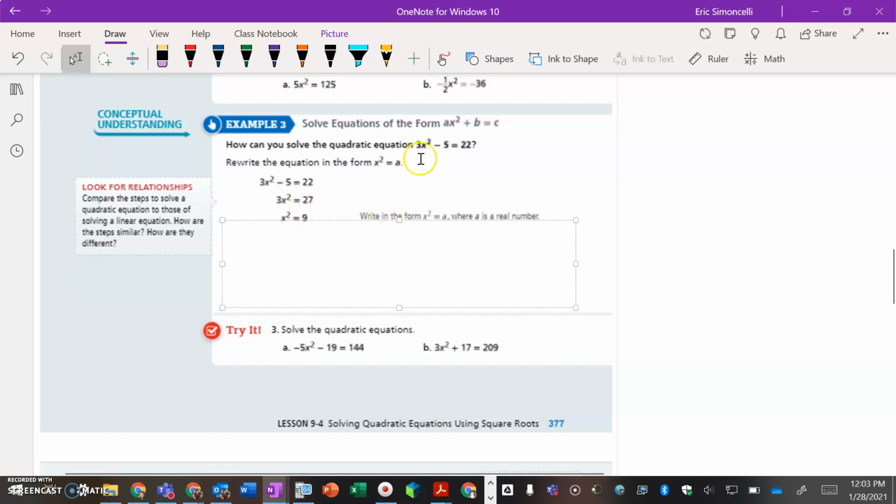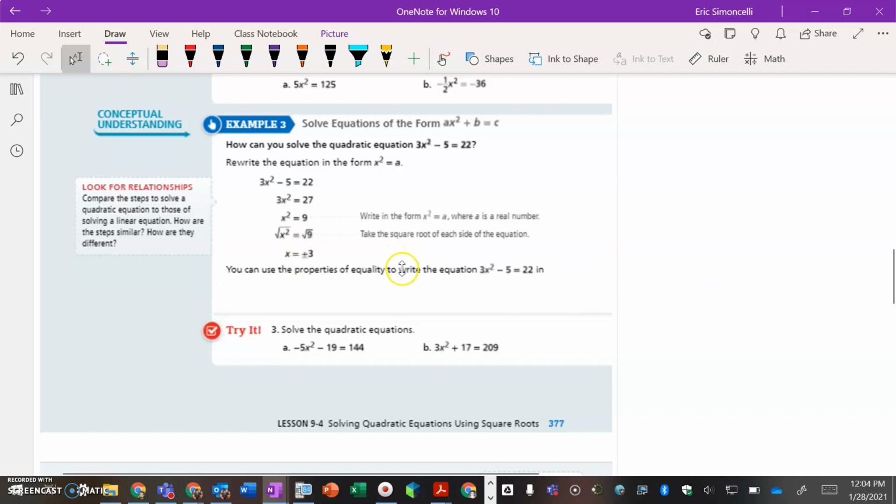Now the form is what we were hoping it to look like, x squared equals a. And not only that, 9 is a perfect square, so when you take the square root of both sides, the square root of x squared is x, and the square root of 9 is 3. Yet again, don't forget, plus or minus 3 must be part of your final answer, just like the other questions.